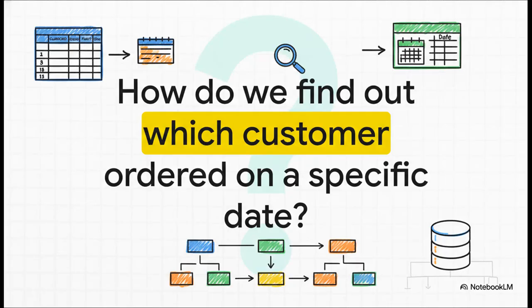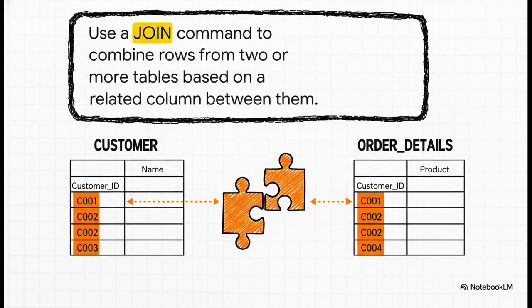So that leads us to a really important question. How do we figure out which customer placed an order on a certain date? To get that answer, we somehow have to link these separate tables together. And the way we do that is with a command called a join.